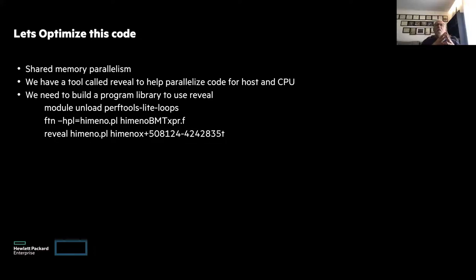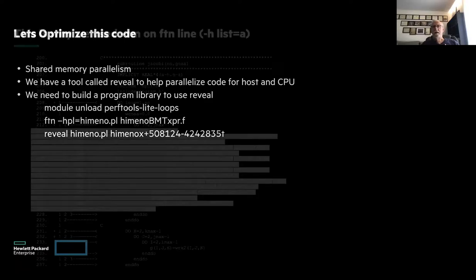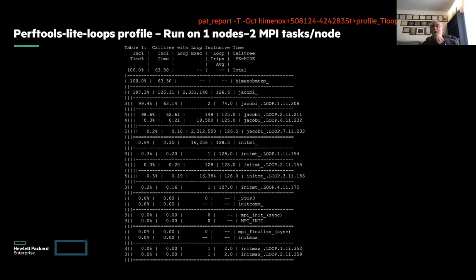Okay, and Reveal needs a program library. And this is just another compile. You don't run this. And you don't want any Perftools experiments loaded. So we unload Perftools Lite loops, and then we compile generating a program library, and we call it hamino.pl. And this is the source file. And then we invoke Reveal, we give it this PL, and we give it the directory from the Perftools Lite loops that was generated here. This is what we actually are going to give Reveal.